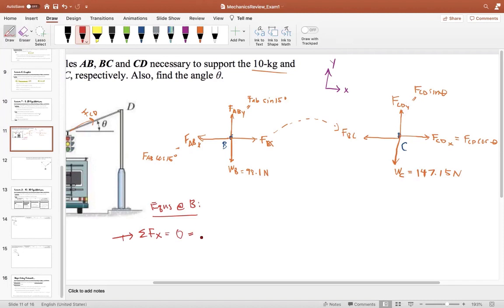Okay, put the FAB. Positive or negative? Negative. Okay. And then what else about FAB? Times sine of 15. So we're going in the X direction, right? Which means cosine. That was my B, I wasn't reading correctly. You are good. And then what else?